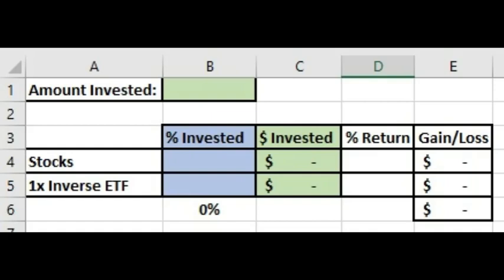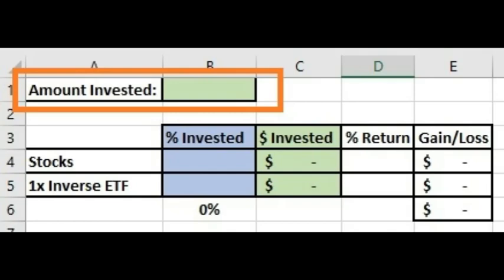What we must decide and figure out, however, is how much you want your inverse ETF to gain or lose relative to the rest of your portfolio. That's where a spreadsheet like this comes in. Let's start with a simple example.